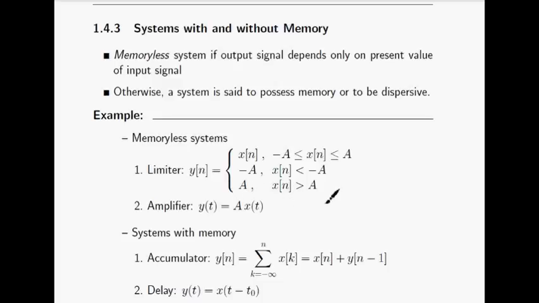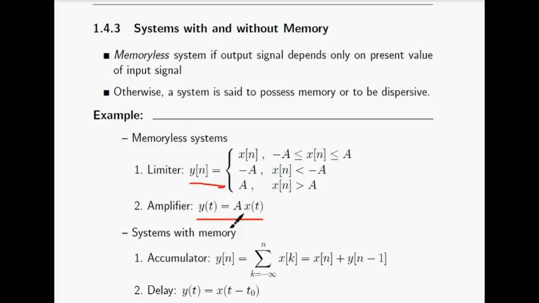Second one is this amplifier, y(t) is equal to a x(t). Here you can see that if I put t equal to 0, then I will get y(0). If I put t equal to 1, then I get y(1). If I put t equal to minus 1, then I will get y(minus 1). So you can see that the system does not depend on past and future inputs. So this system is memoryless.